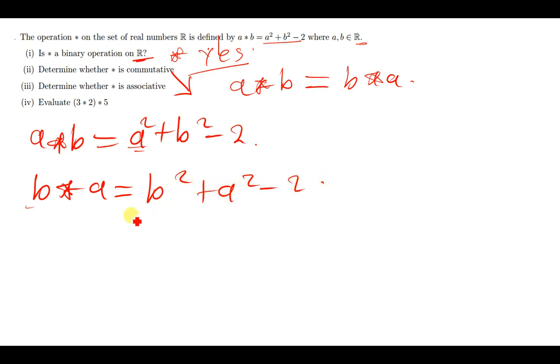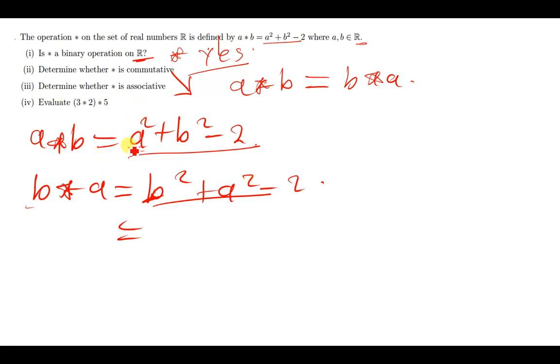So if you have the same thing, this implies that the expression that you've been given there is commutative. Because this expression here is exactly the same as that, so it's just commutative. Okay, so we move on to this one.